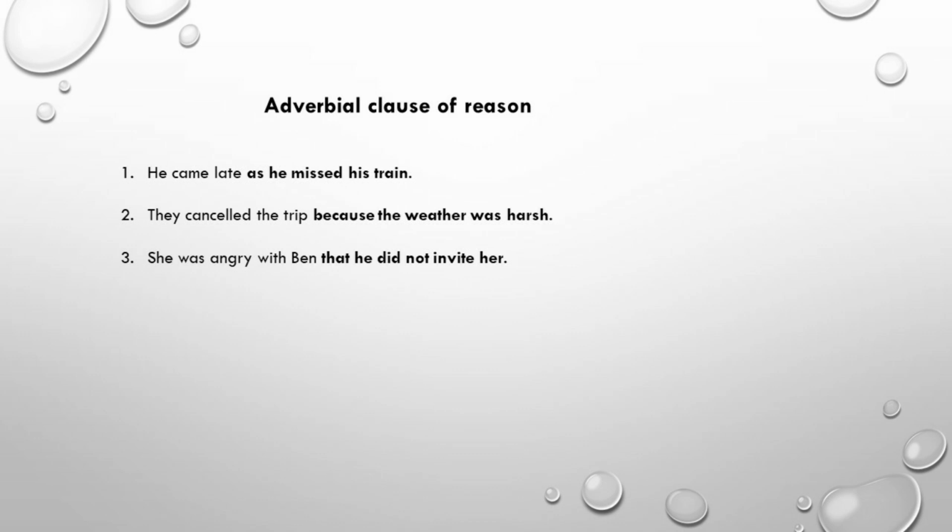The last example is she was angry with Ben that he did not invite her. In the sentence, "that he did not invite her" அப்படிங்கிற subordinating clause answers the question "she was angry with Ben why". This clause is highlighting the reason why she was angry with Ben. And this clause is modifying the verb was. That is why this is an example of adverbial clause of reason.